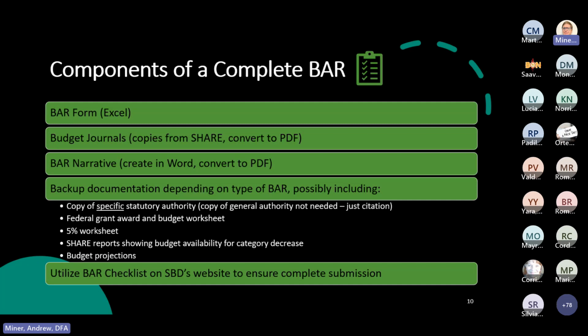And then last, budget projections. These are always helpful, especially for category transfer BARs, to show the need of the BAR or the impact of the BAR, what the effect will be. And again, I'll be talking about budget projections at the end of this afternoon's session. There's a BAR checklist on our website that you can use to make sure that you're completing your submission, and it also covers some of the other steps, just to make sure that you've got everything correct. So make use of that.